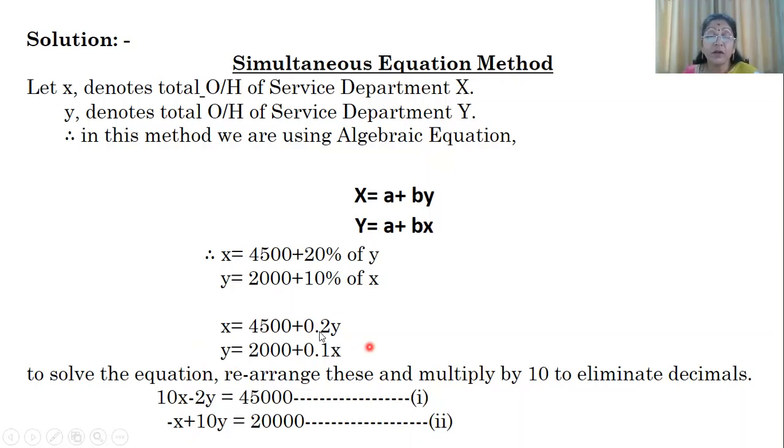If it is minus, when you move it to this side, it will be plus. So here plus, after moving to this side, it becomes minus. This x also becomes minus. Okay, so we arranged the formula like this. We brought it into equation form: 10x minus 2y is equal to 45,000, and minus x plus 10y is equal to 20,000. This is the first equation and this is the second equation.